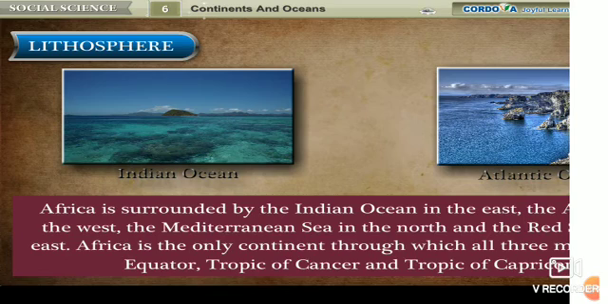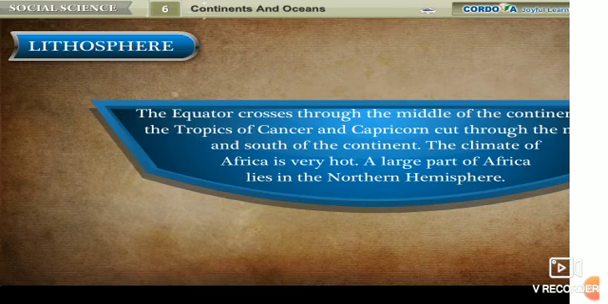Africa is the only continent through which all three major parallels, that is equator, Tropic of Cancer and Tropic of Capricorn, pass. The equator crosses through the middle of the continent and the tropics of Cancer and Capricorn cut through the north and south of the continent. The climate of Africa is very hot. A large part of Africa lies in the northern hemisphere.